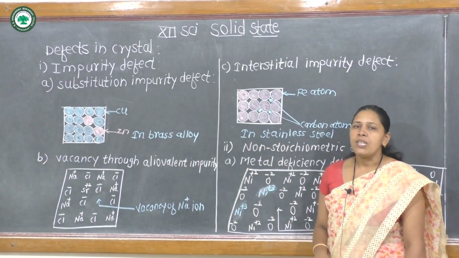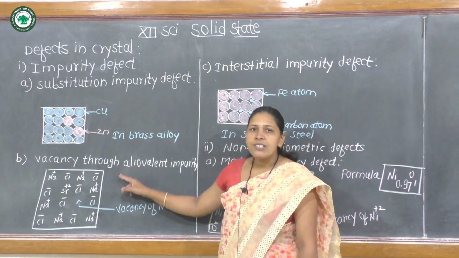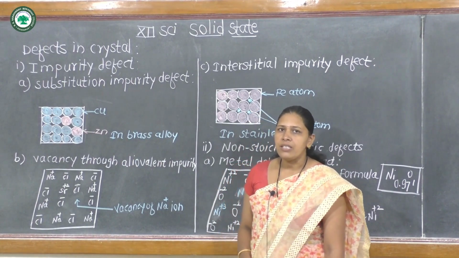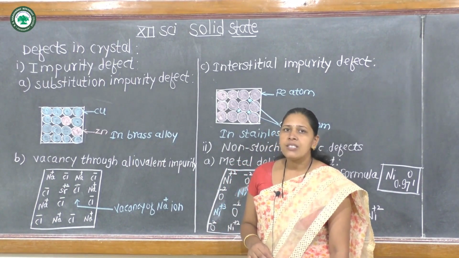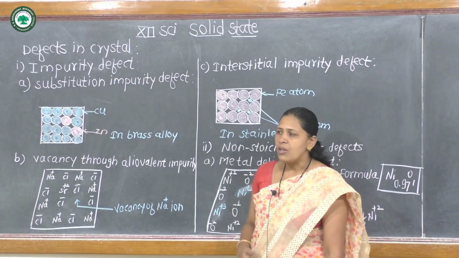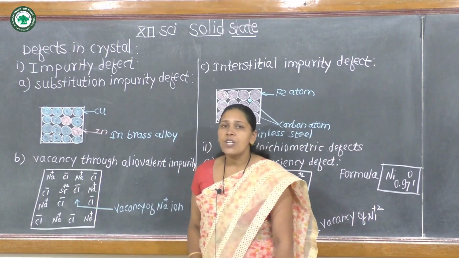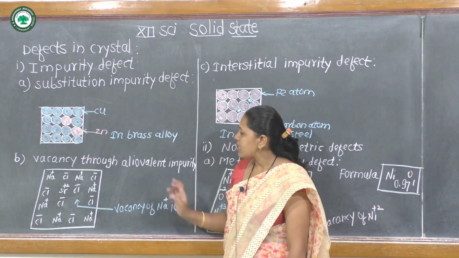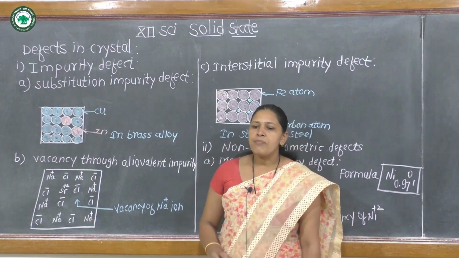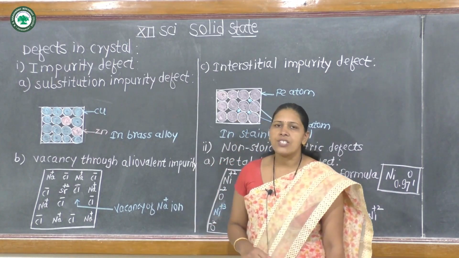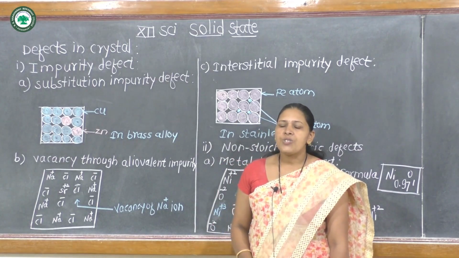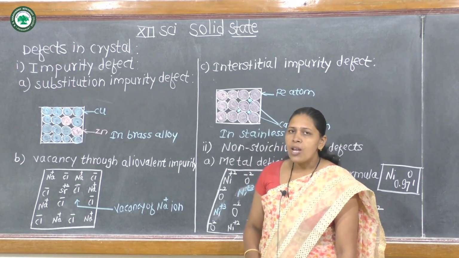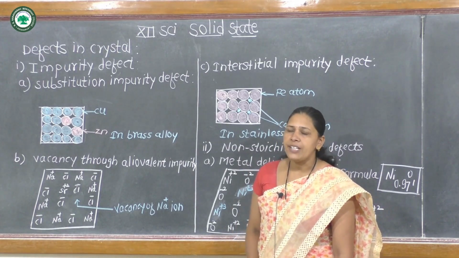Then, the second type of impurity defect, vacancy through aliovalent impurity. Then, what is meant by aliovalent? Impurity is added during crystallization, of a different oxidation state from the first crystal. That is, here vacancy through aliovalent impurity. Example of this, NaCl crystal. During crystallization of NaCl, a small amount of strontium chloride is added.